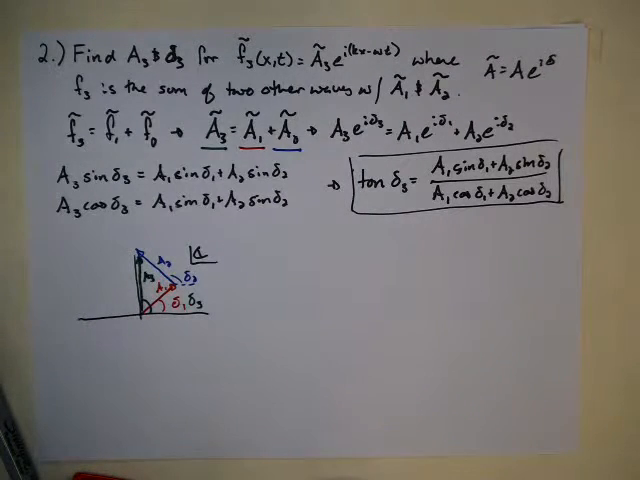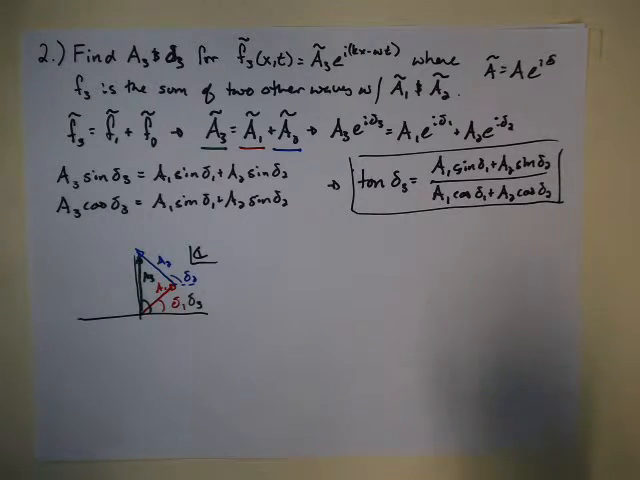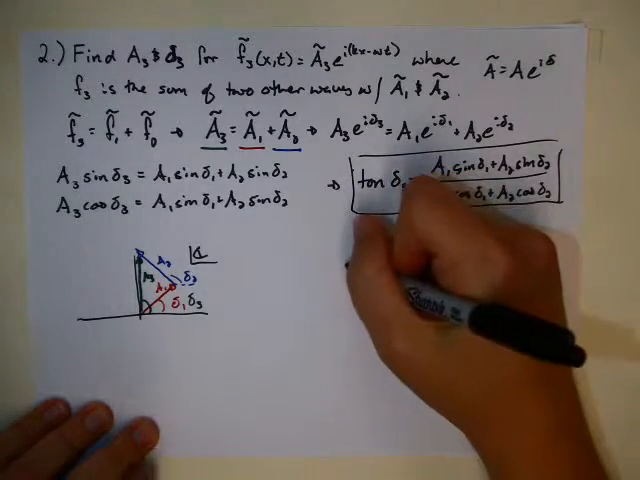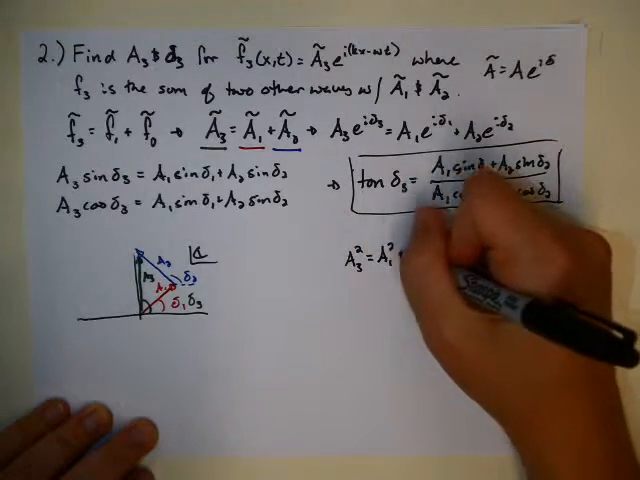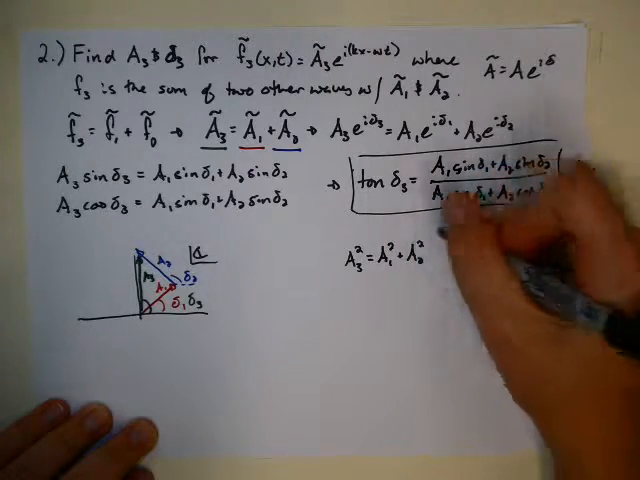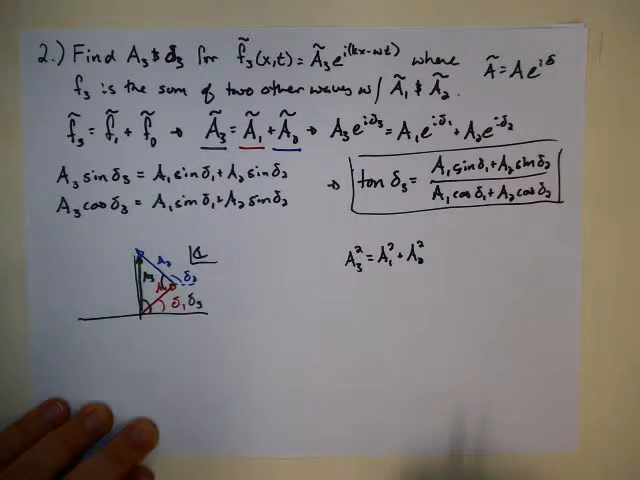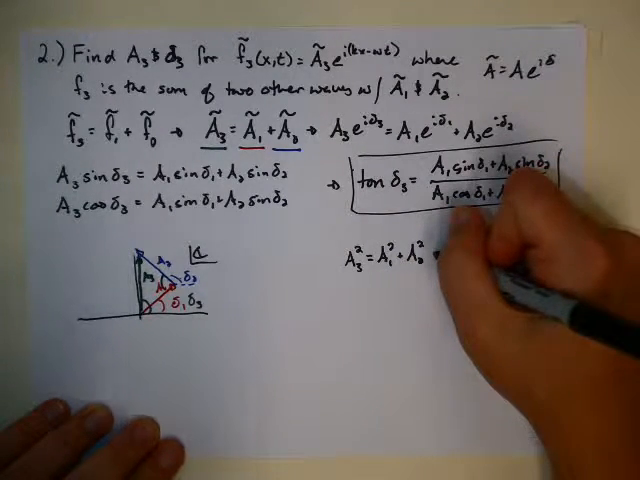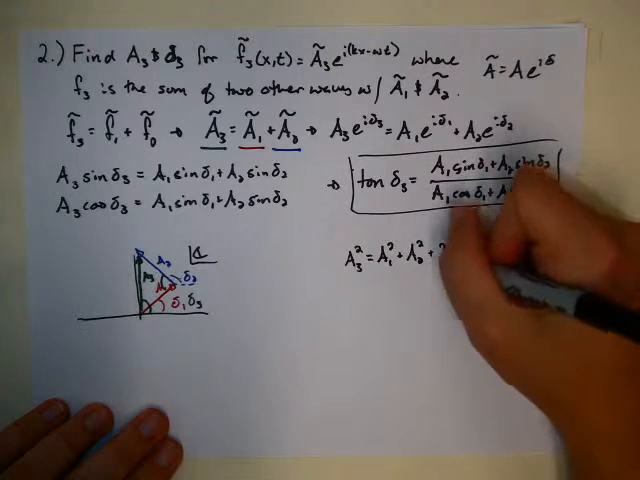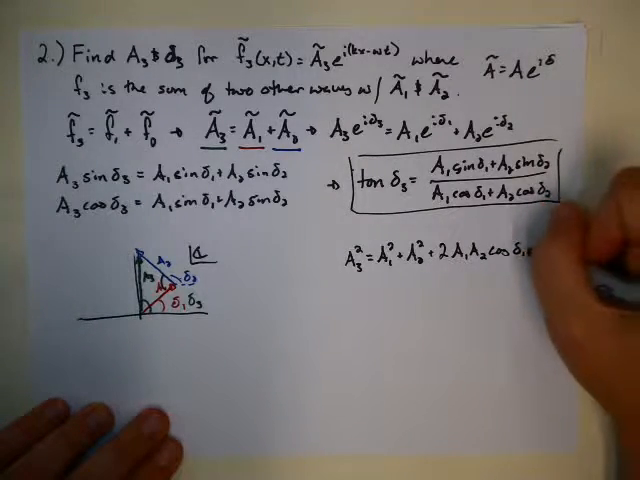Now, if I combine everything together, I can just use the law of cosines, and I can immediately write down that A3 squared is equal to A1 squared plus A2 squared. And then I want this angle right here, and this angle right here is going to be this angle minus that angle, and so this will be plus 2 A1 A2 cosine of delta 1 minus delta 2.